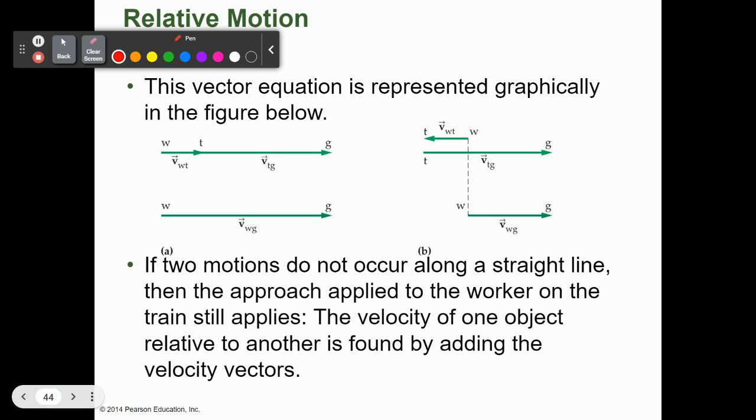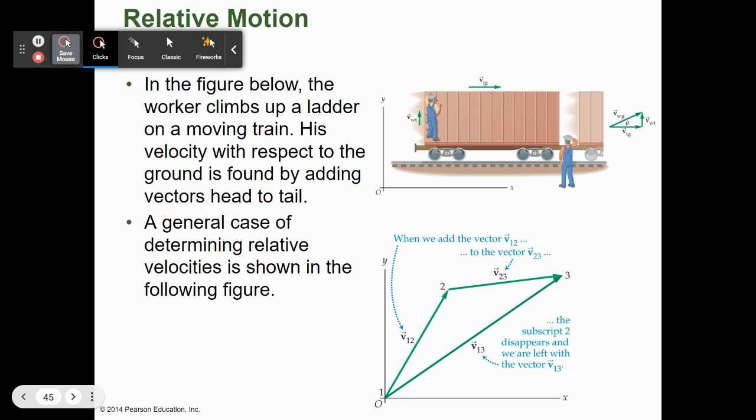If two motions don't occur along a straight line, then we still use the same approach. The same approach applies to the worker on the train. That's still true. The velocity of the one object relative to the other is found by adding the velocity vectors together. Okay, so let's get an example.